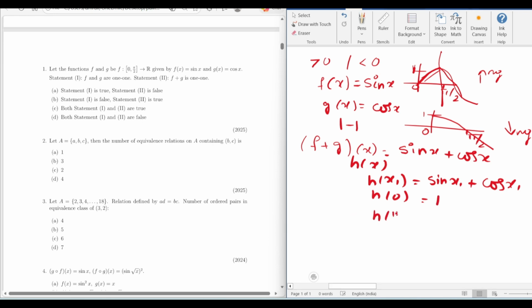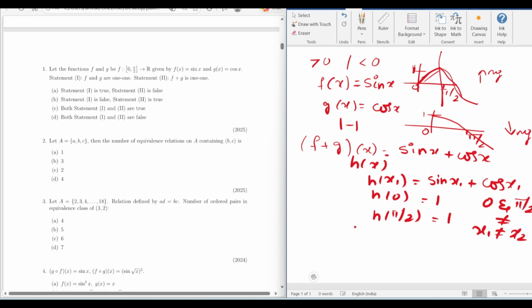If I take h of pi by 2, the answer will be sin 90 is 1 and cos 90 is 0. So the answer will be 1. So I'll get h of 0 is equal to h of pi by 2. Basically h of x1 is equal to h of x2. But when you look for 0 and pi by 2, they both are not equal. That is x1 is not equal to x2. So it is strictly not obeying the condition of 1-1.